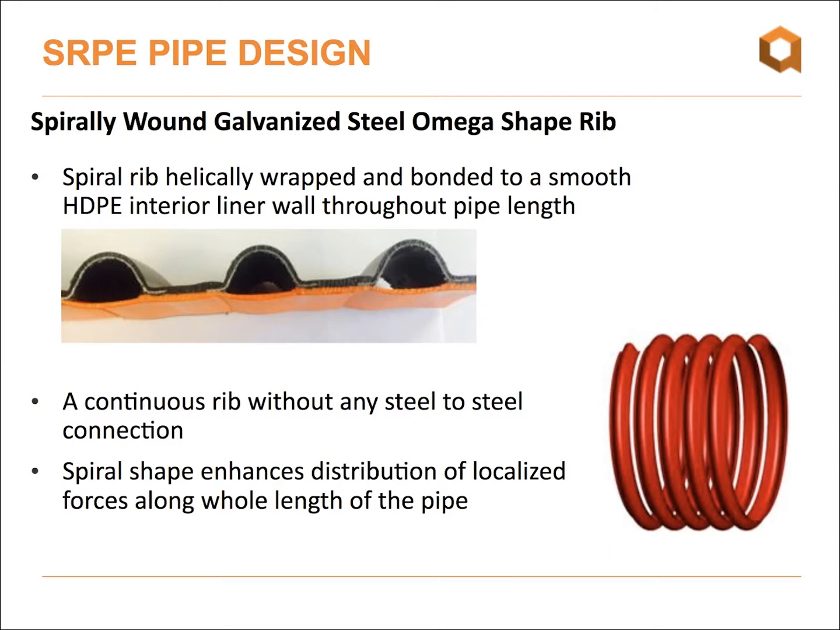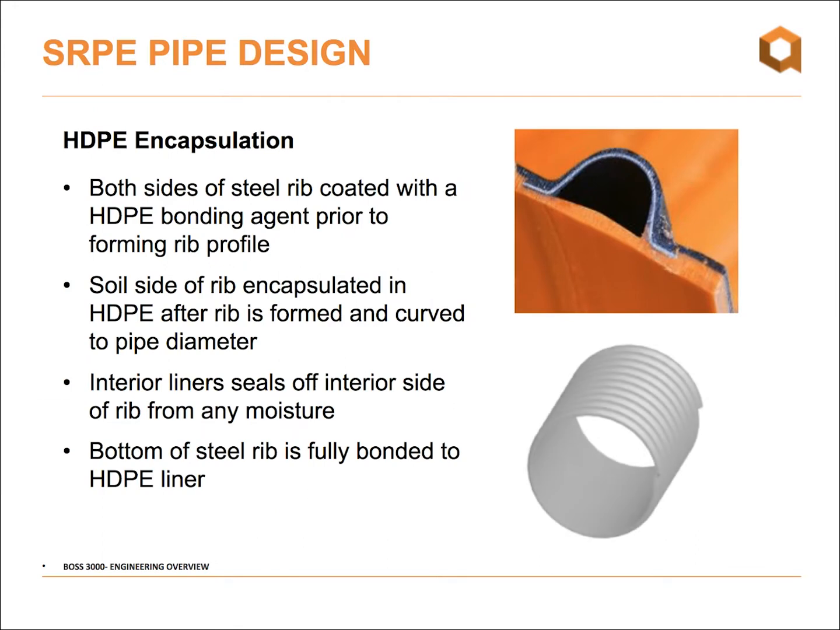It is a continuous reinforcing rib from one end of the pipe all the way to the other end of the pipe. So we feel also this will help distribute potential localized loading points that may occur when you're installing a pipeline and make your pipe more resilient. So once the steel reinforcing rib has been coated with HDPE on both sides, it is then wrapped around the inner pipe and the steel ends up being completely encapsulated in HDPE.